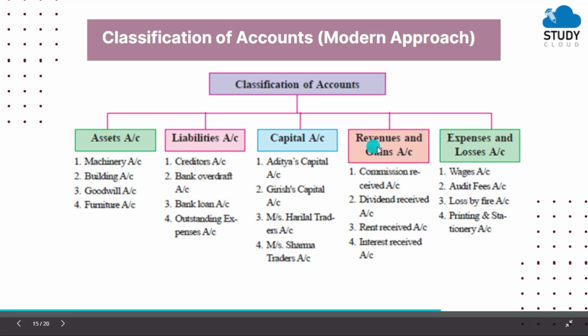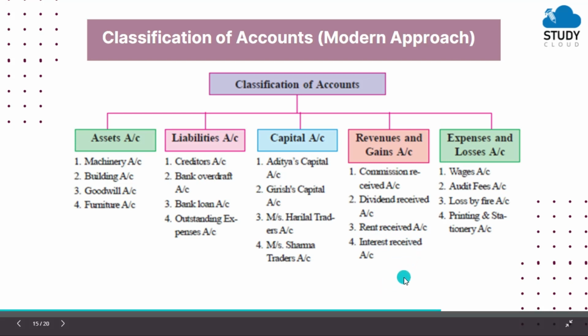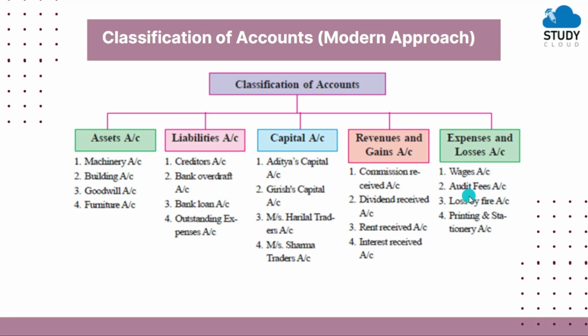Then there is revenues and gains account. Here there is mostly the income and the benefit of the business. So here commission received, dividend received, rent received, interest received, like discount we have received. All this will come in revenue and gains. Then there are expenses and losses like wages account, when business pays wages, audit fees, loss by fire, printing and stationery account. All these are expenses and losses.